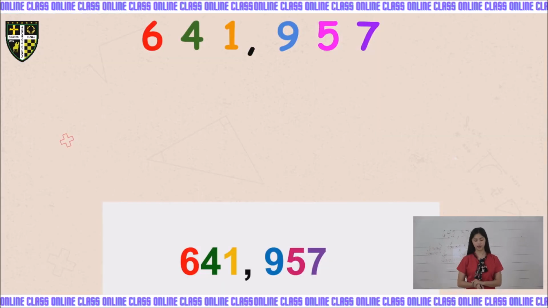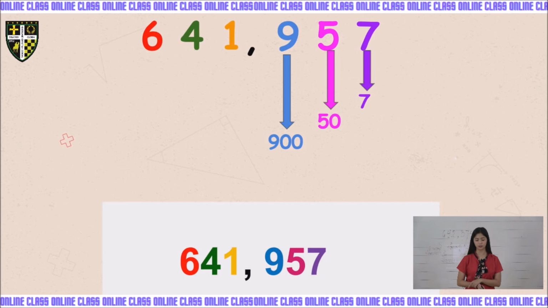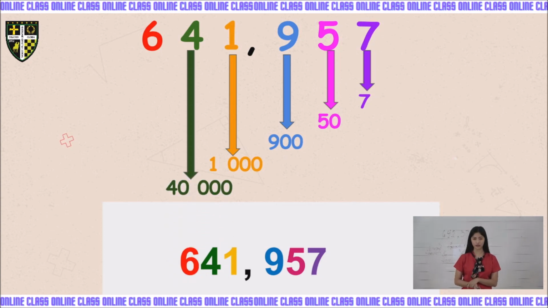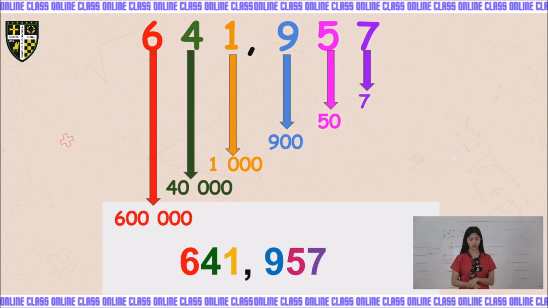Now, let's have one more example. 7 has the value of 7 because it is on the 1's place value. 5 has the value of 50 because we add 1 zero. 9 has the value of 900 because it is on the place value of hundreds, and we are going to add 2 zeros. 1 is on the place value of thousands, so it will become 1,000, and we are going to add 3 zeros. And 4 is on the place value of 10,000, and we are going to add 4 zeros. And for the last digit, the digit 6 is on the 100,000, and we are going to add 5 zeros.